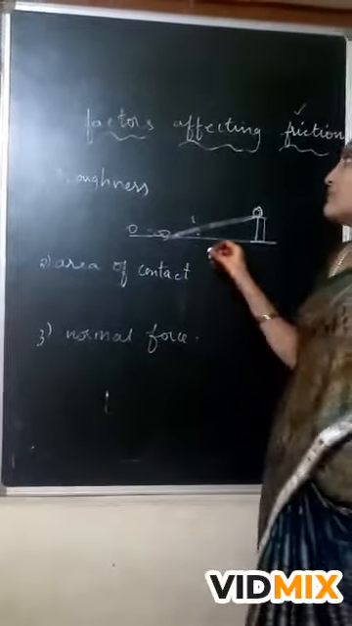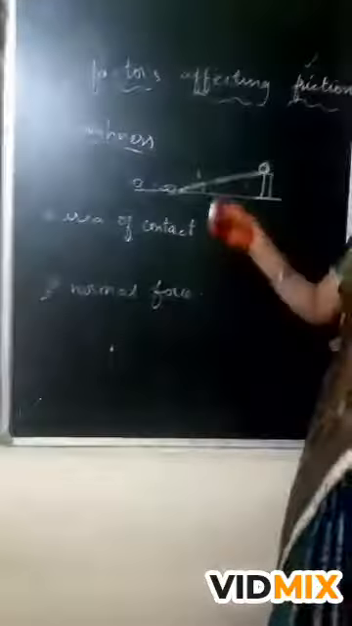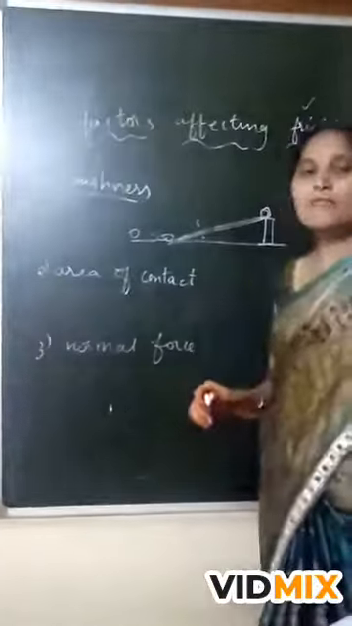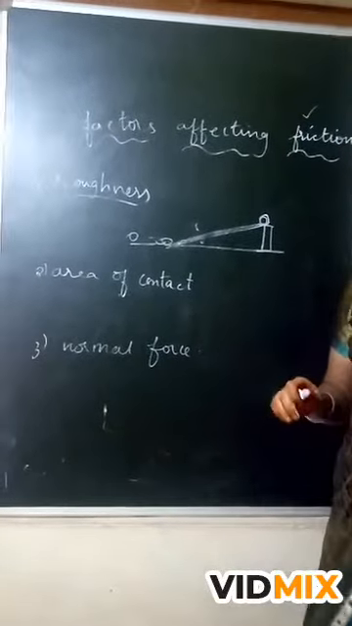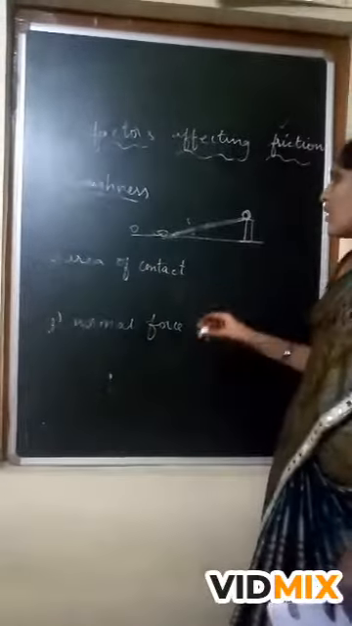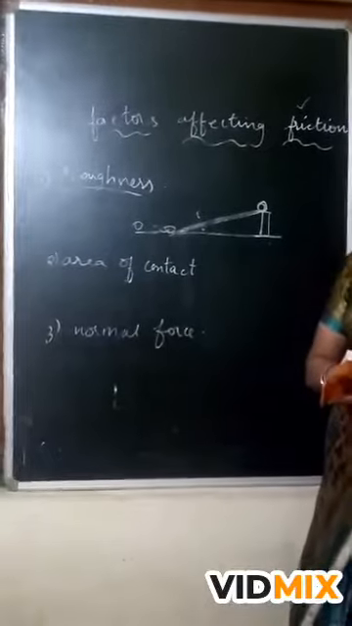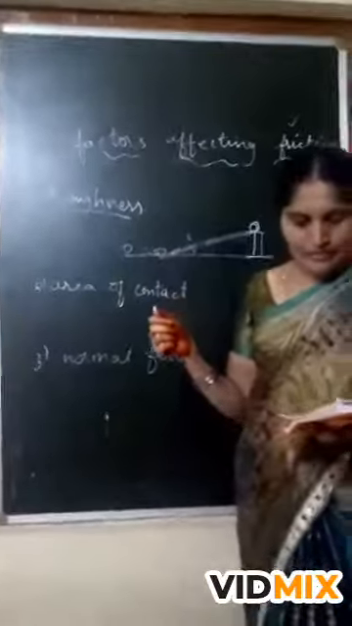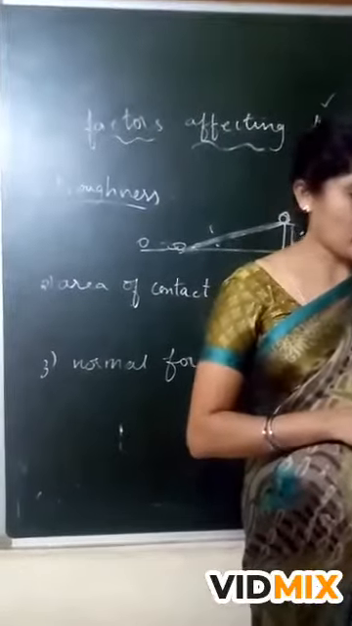Here, the friction is depending upon what? Roughness. If there is more roughness, the friction increases. If the surface is smooth, the friction decreases. On the smooth surface the friction is less; on the rough surface the friction is more. Now the next one is area of contact. On page number 23, irregularities of the two surfaces in contact.